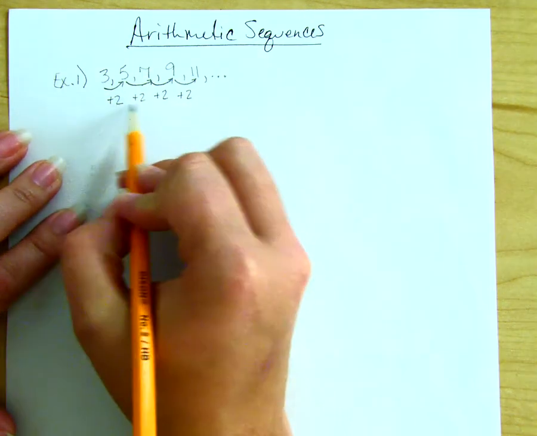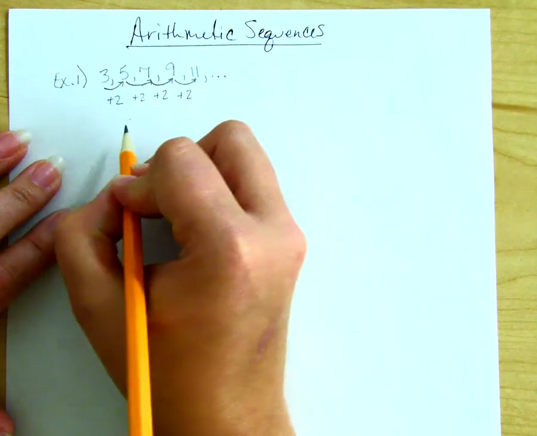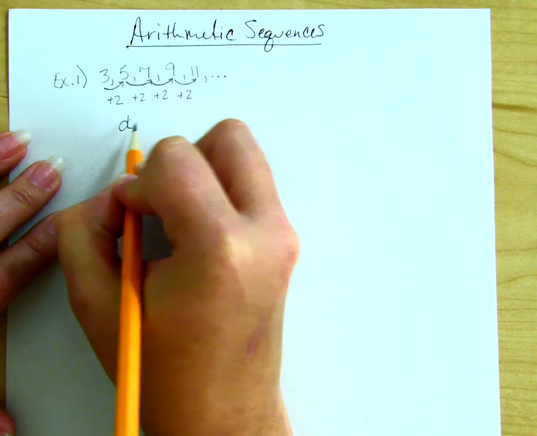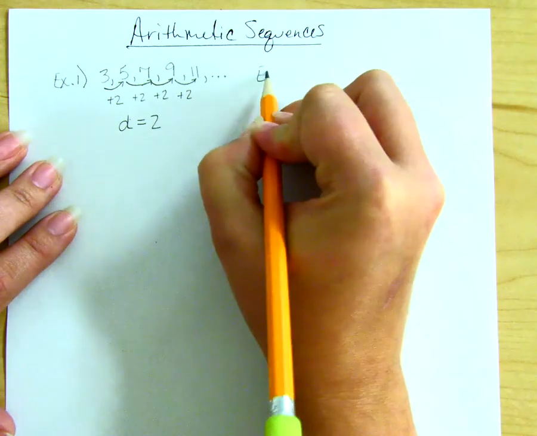And this number here is your common difference. And the common difference is denoted by the letter D. And in this case, D equals 2. Let's look at another example.